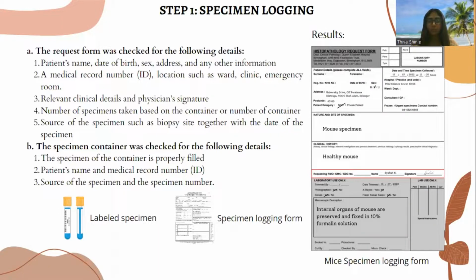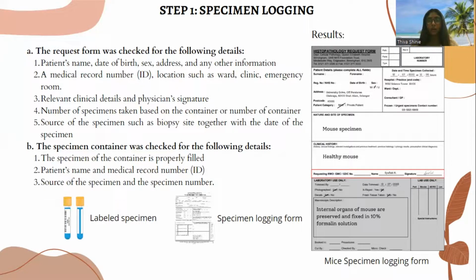The first step in making a histology slide is specimen logging. In specimen logging, the request form will be checked for the patient's name, date of birth, sex, address, medical record number, and locations such as ward, clinic, and emergency room. Relevant clinical details and physician signature must be checked. The number of specimens taken, based on the number of containers, and the source of the specimen such as the biopsy site, together with the date of the specimen, will also be checked.